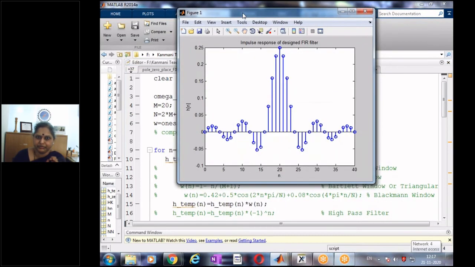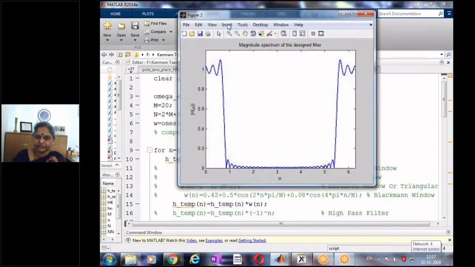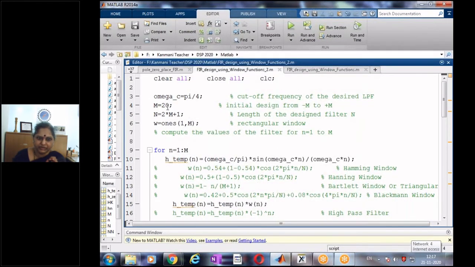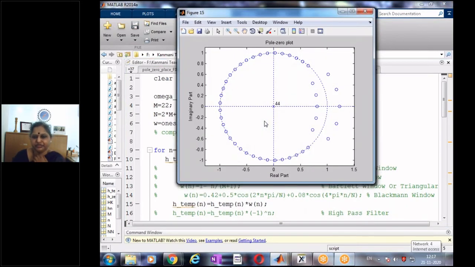We'll ignore this example. Let me make it, say, 22. So I have 45 coefficients. So when I have 45 coefficients, what happens? This is how my poles and zeros are located. Most of the zeros are on the unit circle. We have a few zeros located around, and here is my cutoff.